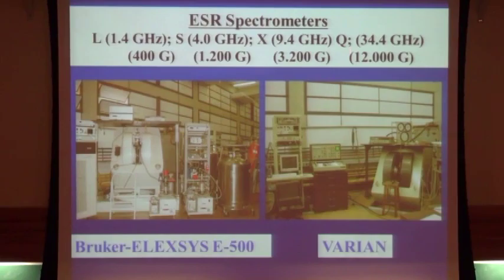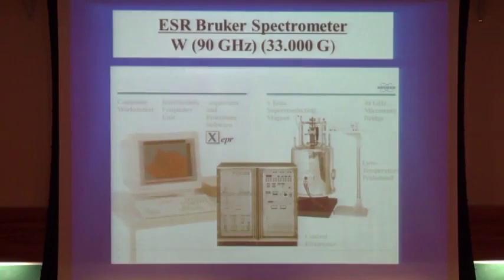That's a field for g equal 2 of 12,000 Gauss. But Bruker has even higher frequency spectrometers that can go to 90 gigahertz. And in Tallahassee, they can go even higher, up to 300 gigahertz. Okay.